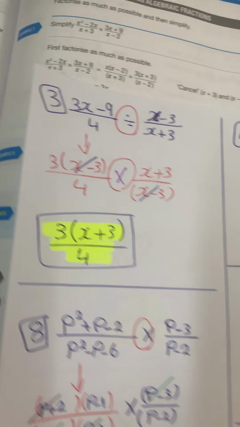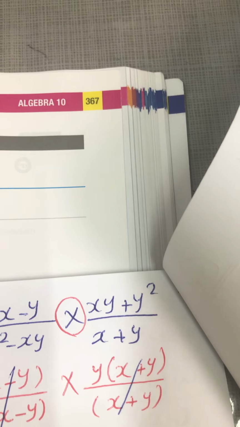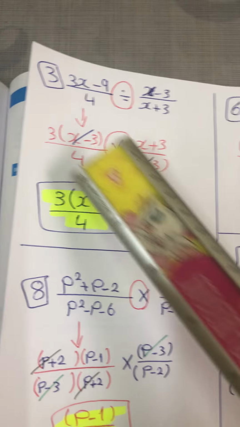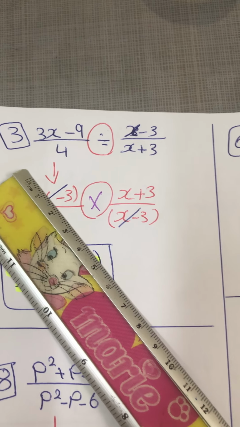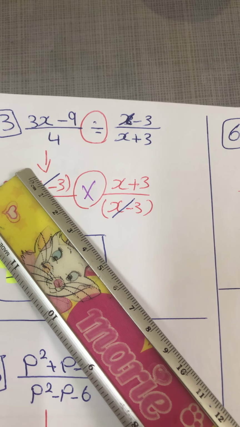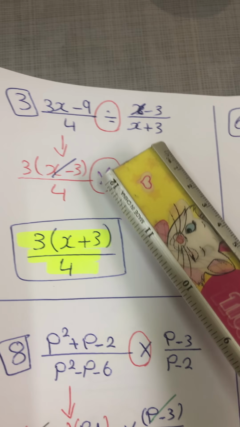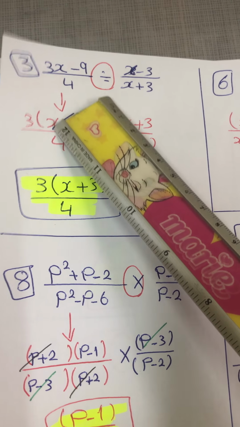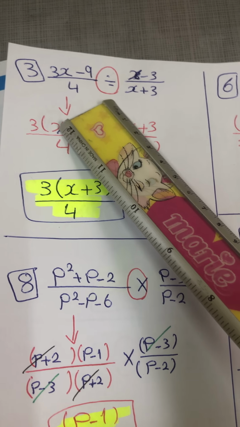I am still with you in exercise 4, page 367. I'll take question number 3. In question number 3, it's division. So we have (3x minus 9) over 4 divided by (x minus 2) over (x plus 3). I'll make a circle around the division to make focus on the operation.